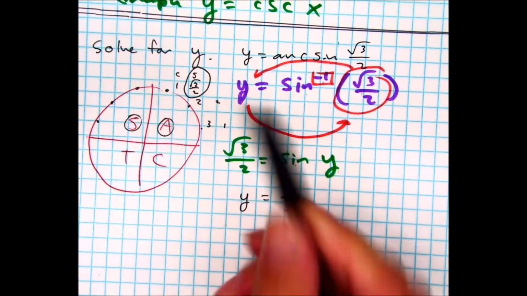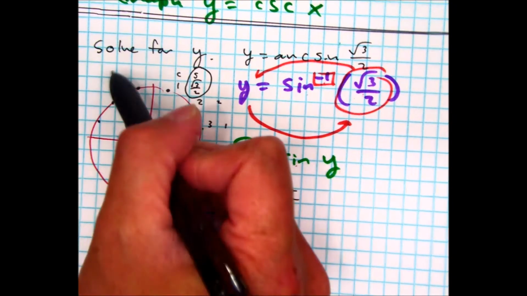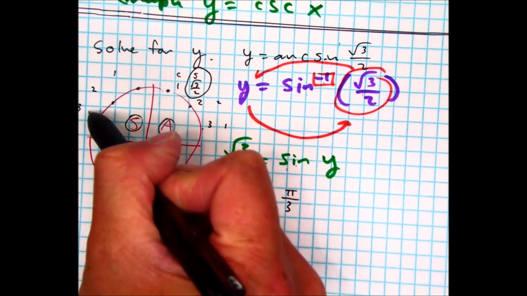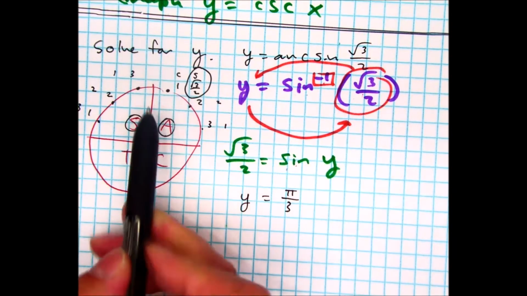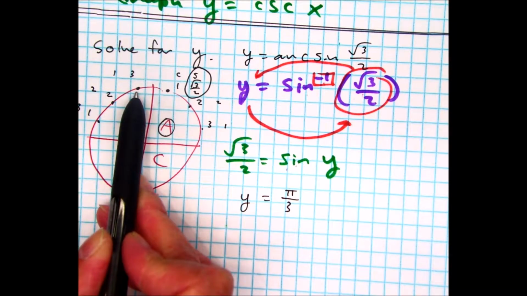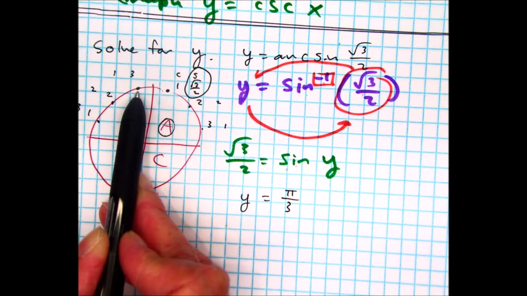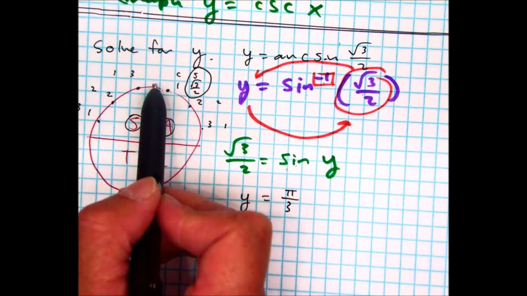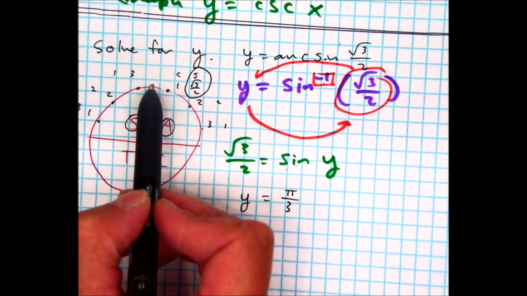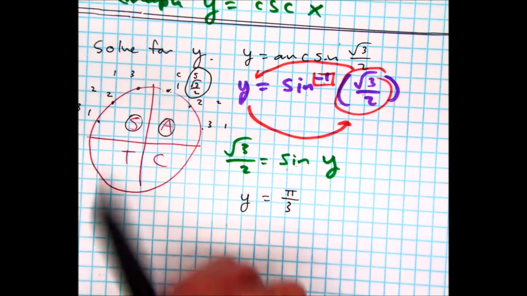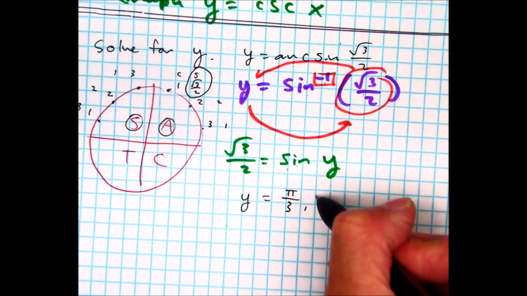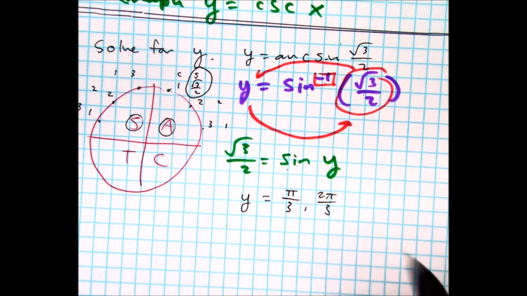Now I'm looking for another place where sine is radical 3 over 2. Class, in radians, what is that? And that'll be in what in radians? So 1, 2, 3, 4 pi over 6, or what? 2 pi over 3.